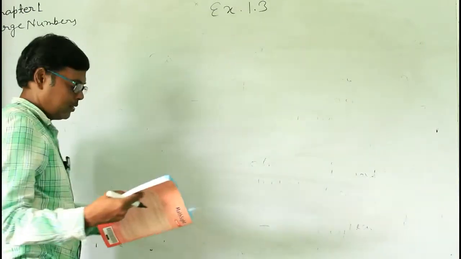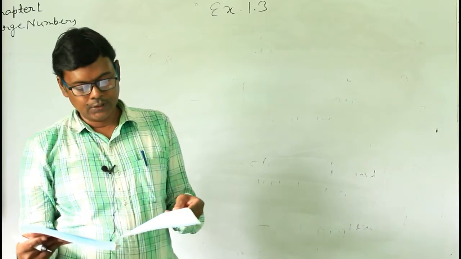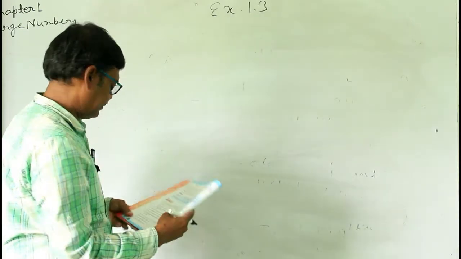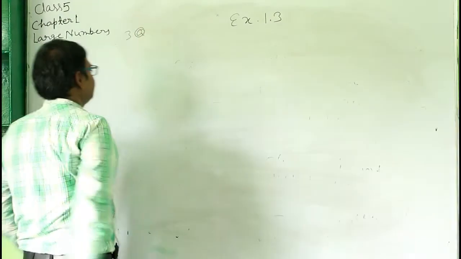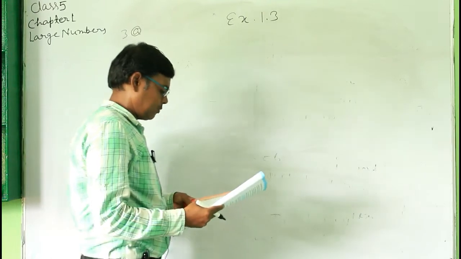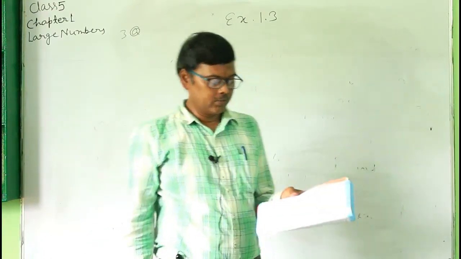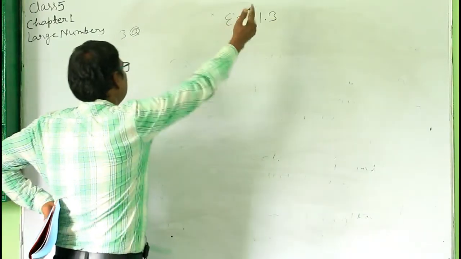And the last one is question number 3. Write the following numbers in the Indian and the international place value charts. So again we have to make a chart here. In this question 3A, the first number is the largest number of 7 digits, then the largest number of 8 digits, and the largest number of 9 digits. And we have to make the place value chart here.